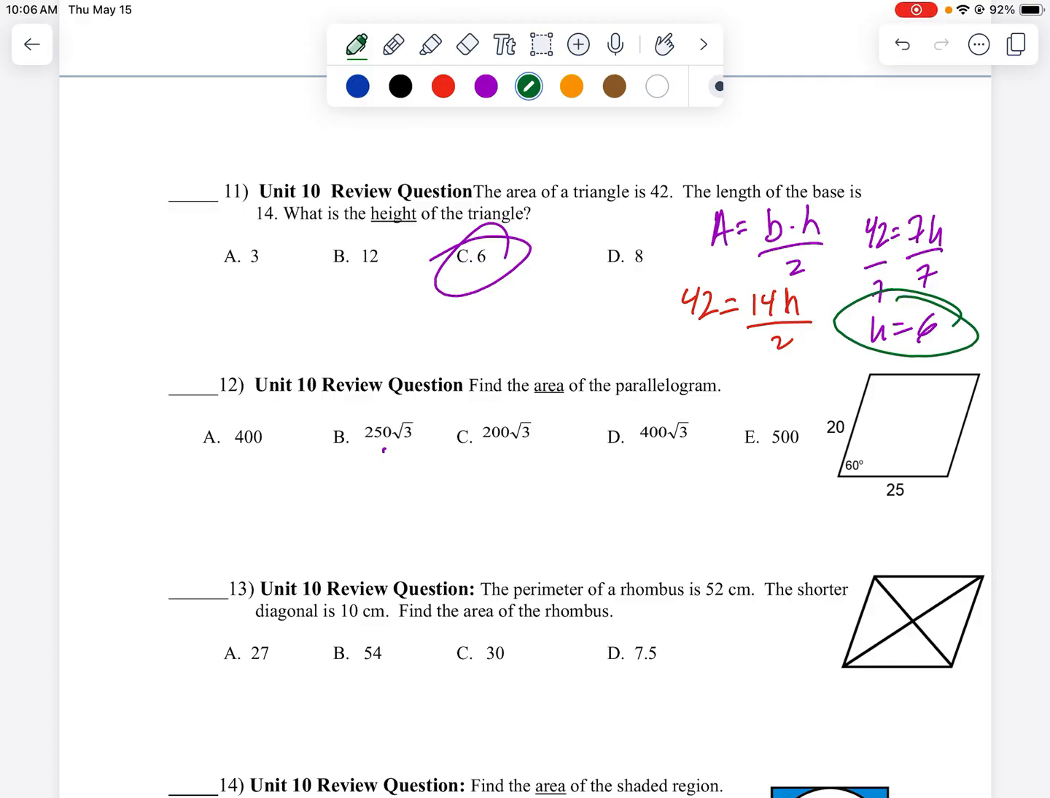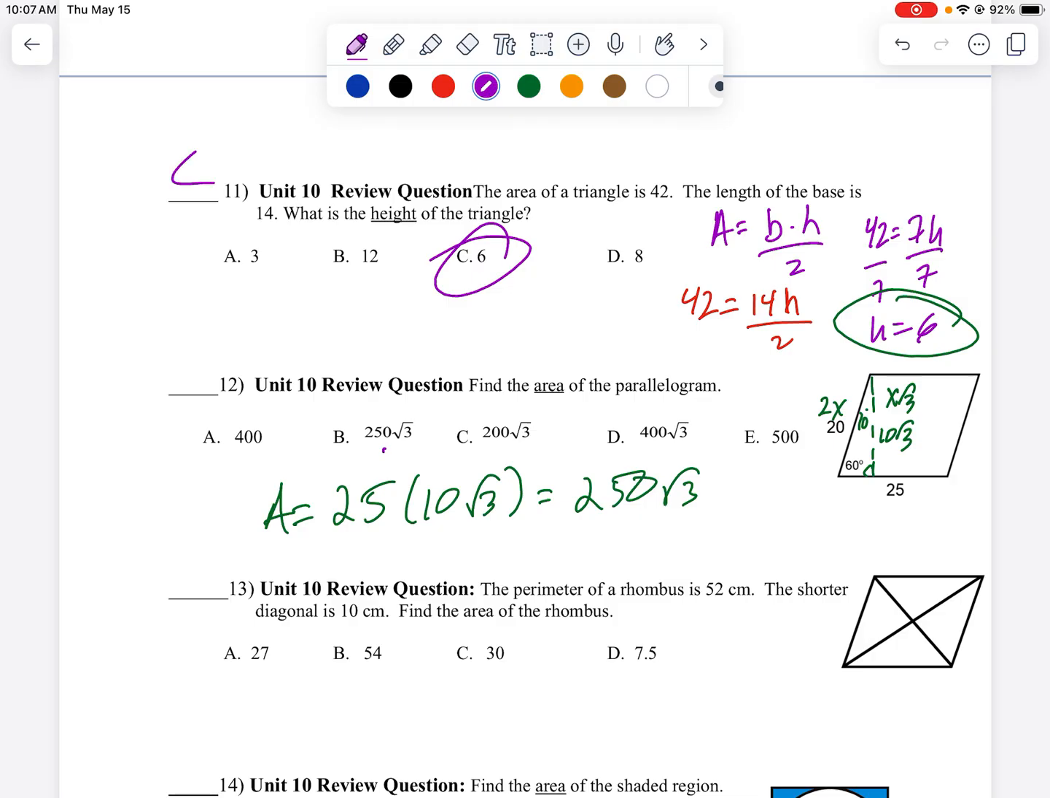All right. Number 12, another area problem, so I need to drop down a height here. This is a 30, 60, 90 triangle. This side represents 2x, so that means x is 10. If this is x root 3, it's 10 root 3. To find the area is base of 25 times 10 root 3, which gives me 250 root 3, which is B.